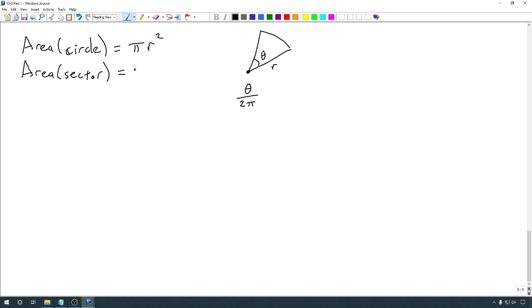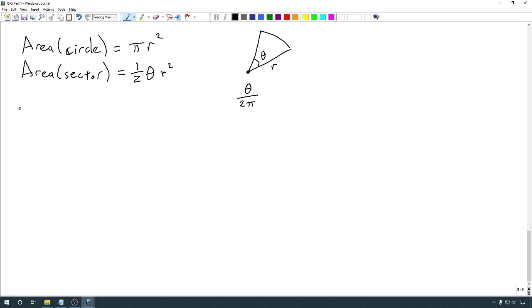So we're essentially going to take our area of the circle and multiply it by theta over 2 pi. Of course, the pi's actually do cancel each other out very nicely, but we still have the 2 on the bottom and the theta. So the area of our sector is 1/2 of theta r squared.